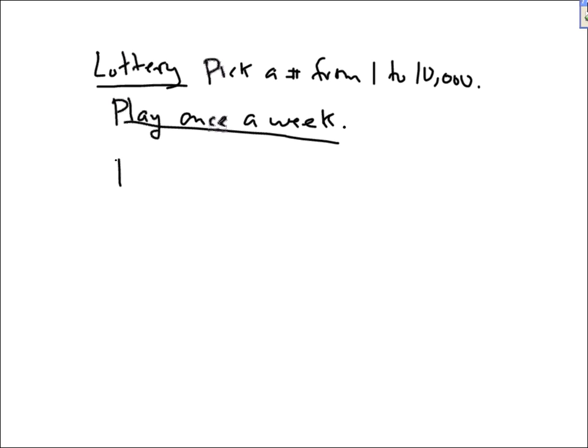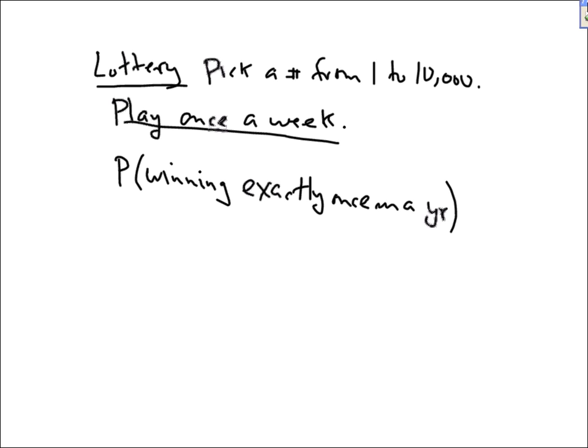The question is, what is the probability of winning exactly once in a year? Now you might argue that this is binomial. Either you win or you don't win. So if we think of it as binomial, we have the combination part, the probability of success to a power, times the probability of failure to a power.